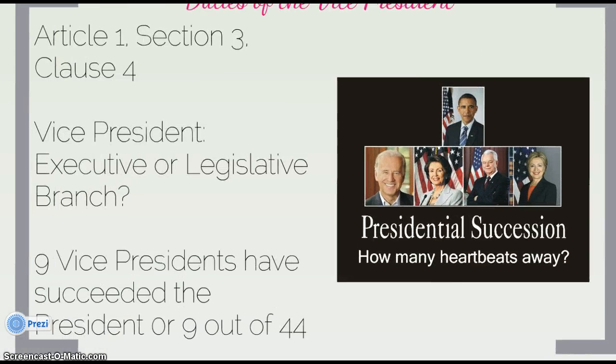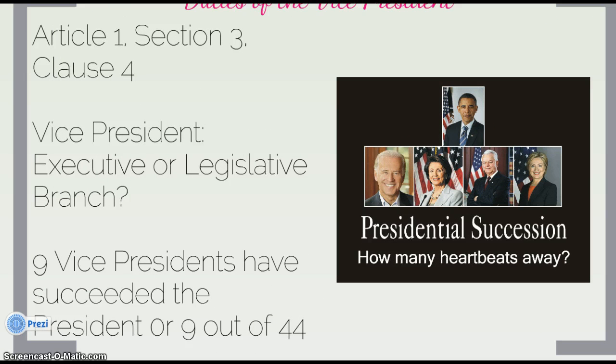So, moving forward, looking at the duties of the vice president. I know that the title may have gotten cut off there, but that is the duties of the vice president. Well, we find the duties of the vice president outlined in Article 1, Section 3, Clause 4. That really ought to cause you to scratch your head and say, wait a minute, I thought Article 1 was the Congress. Article 2 is the executive branch, and that is true. However, the duties of the vice president actually appear in Article 1.